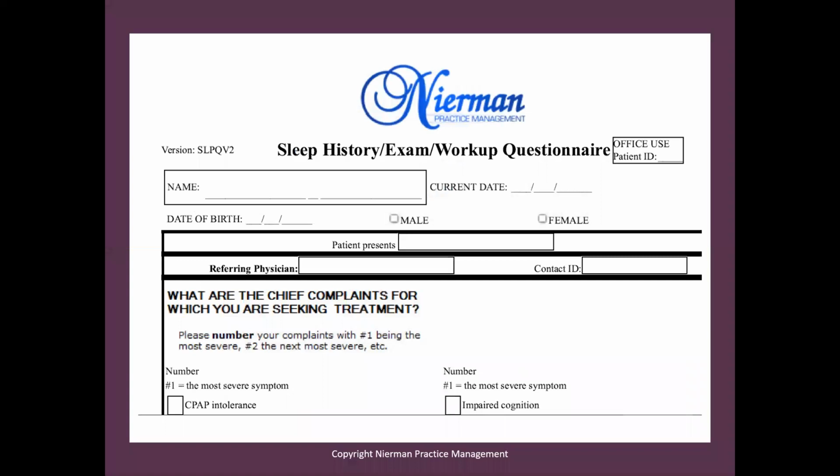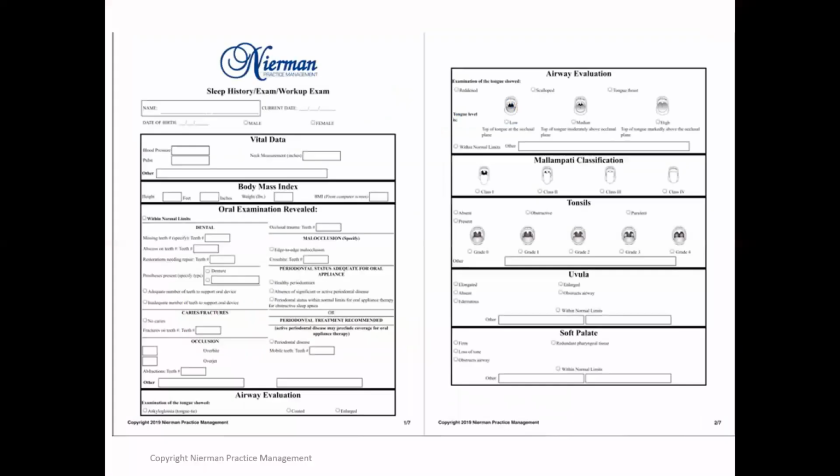And there's also a sleep history questionnaire, exam, and workup with all of the questions that they want to have answered about the need for an oral appliance too. Additionally, Nierman Practice Management has an orthodontic questionnaire and exam and a periodontal questionnaire and exam too. So they all match up. So you saw some of the questionnaires. This is a great example of the information the insurance is going to want from the exam too.